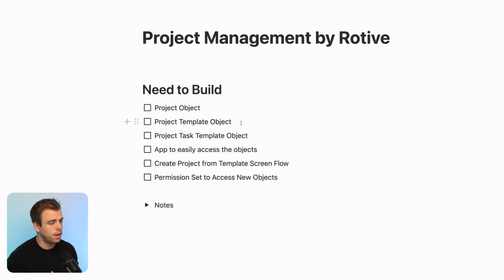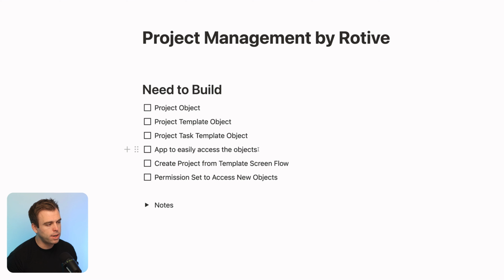So I'm going to want to create a project template object. And that would also mean that I'll want to have a project task template object. That way I can have my template and all my tasks related to that template that probably has a relative date field. So then when I create a new project from that template, I know how many days out do I put these different tasks.